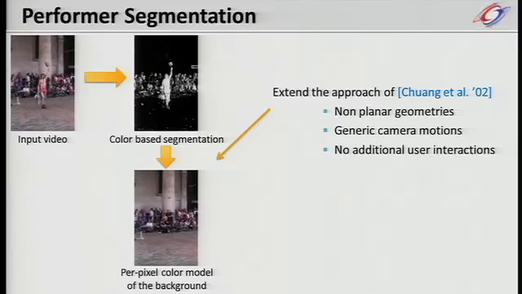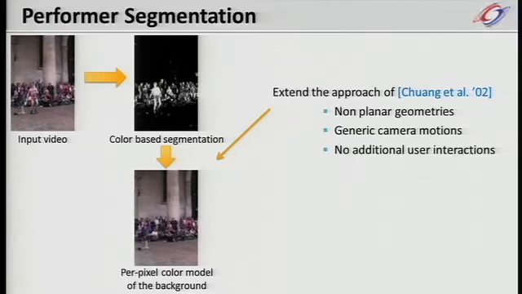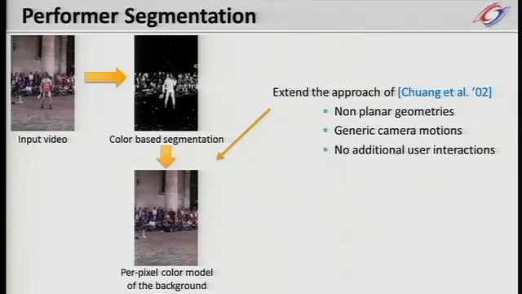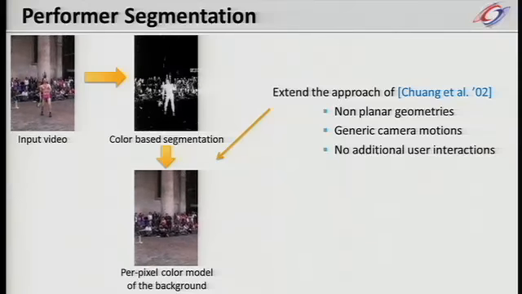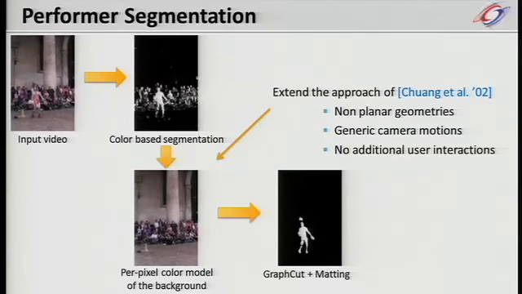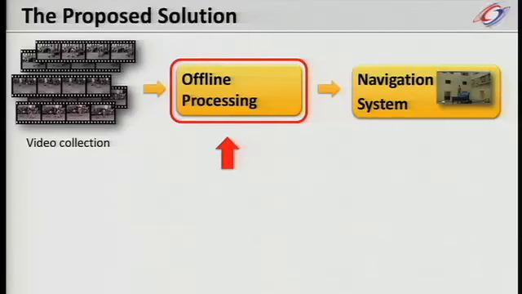Then we use this per pixel color model to improve our segmentation by first applying graph cut and then a simple matting technique, as you can see here. Once all these steps are performed, the video collection is ready to be navigated by our interactive system.